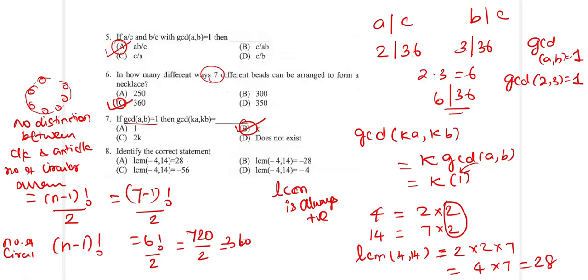So whether you have minus 4 comma 14 or plus 4 comma 14, the answer will always be 28. It will not be 56, it is not going to be 4. The answer is going to be positive 28. So the answer is going to be A. So this is the way in which we can find the LCM of data. Now moving on to the next one.